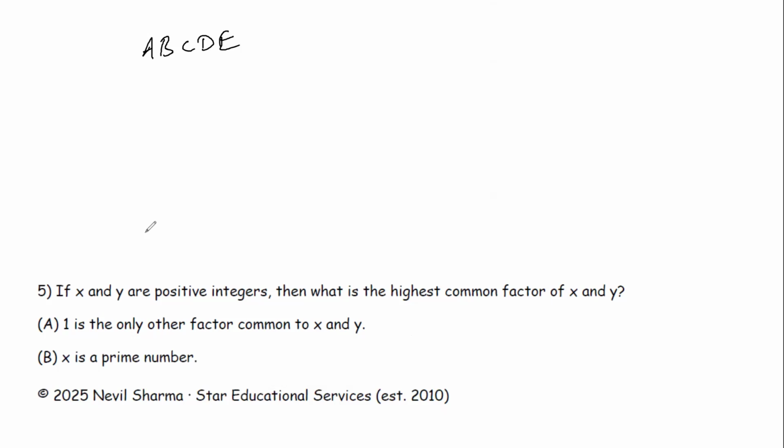So to give you an example, let's take 5 and 25. The factors of 25 are 1, 5, and 25. The factors of 5 are 1 and 5. So the common factors are 1 and 5. Are you with me? And out here, we can say that 1 is the only other factor common to x and y. So let's take this as x and this as y. So what is the highest common factor? The highest common factor is 5 out here.